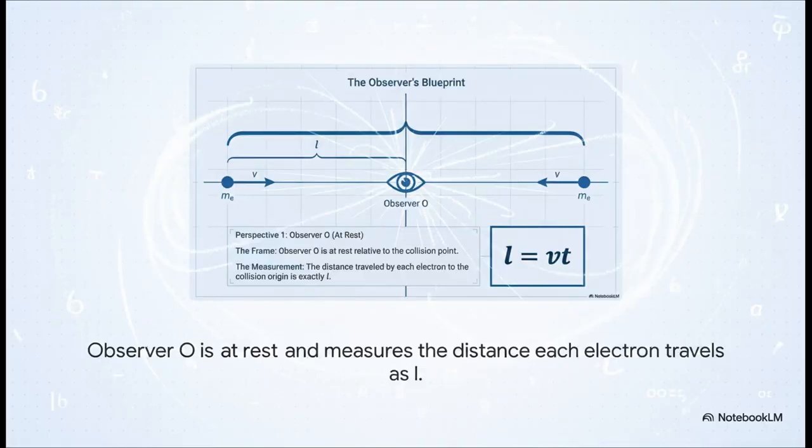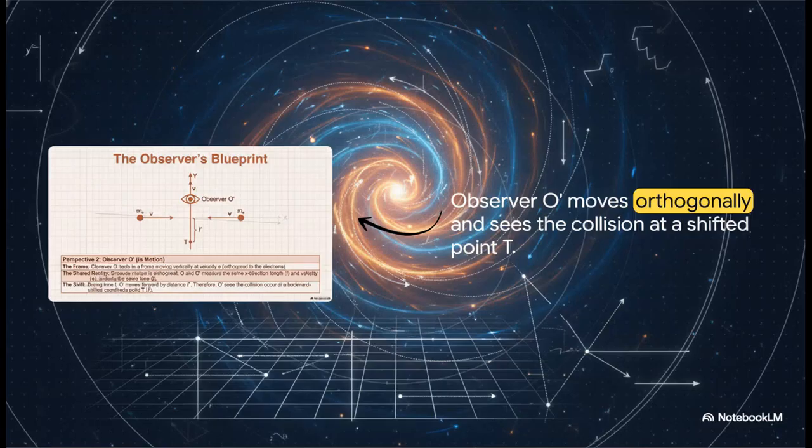We'll call them O. For observer O, who's just sitting still right where the collision is going to happen, everything looks perfectly balanced, perfectly symmetrical. Each electron travels a distance L over a time t. It's just textbook physics, distance equals velocity times time. No problem. But here is where it gets really interesting.